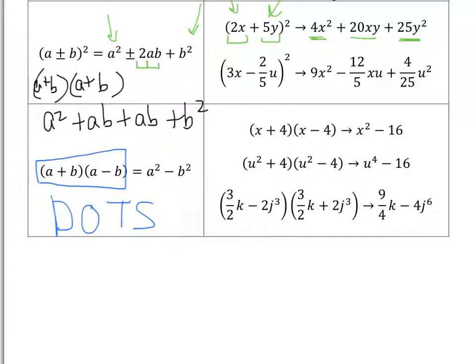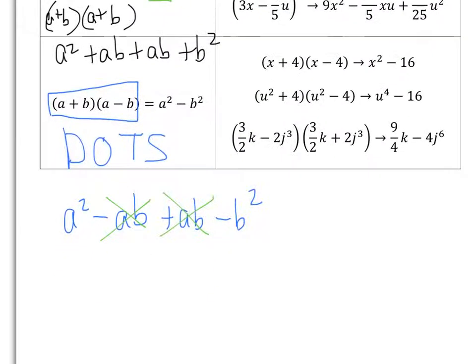Multiply a plus b times a minus b. Somebody tell me, what do you get when you distribute it? Give me all the terms. Nina? You get a squared minus ab plus ab minus b squared. And what happens to those middle terms, Nina? So that's the key here. The middle terms always cancel when you multiply two things that are binomial conjugates.